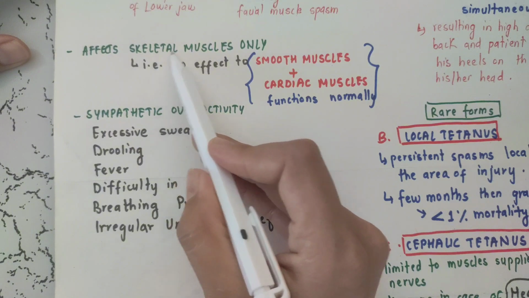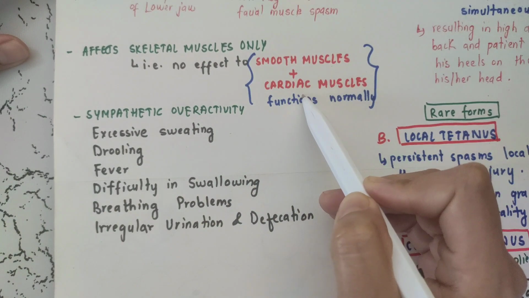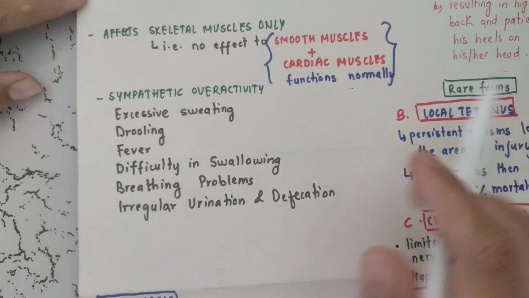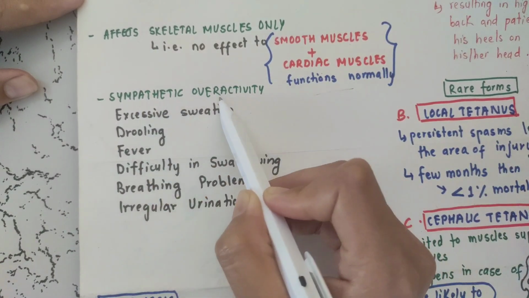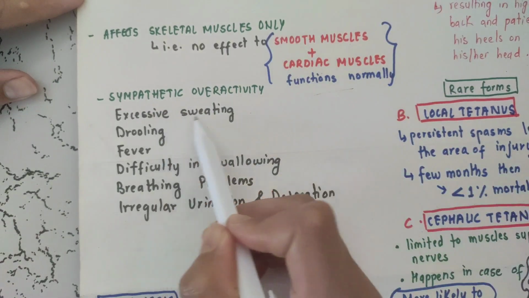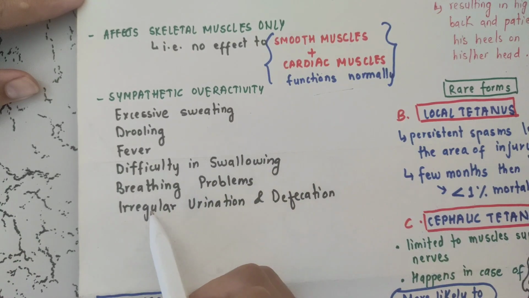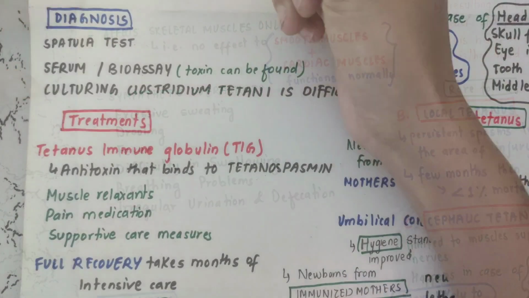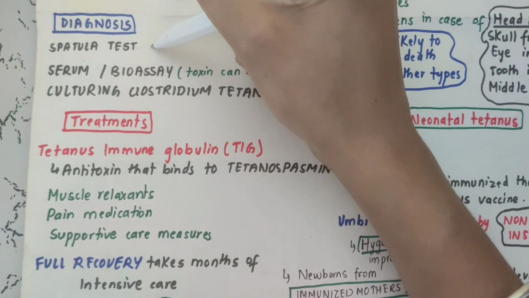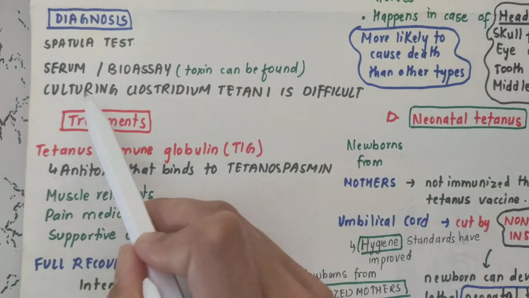Tetanus only affects skeletal muscles, that is, they do not affect smooth muscles and cardiac muscles. The smooth muscle and cardiac muscle function normally. Other sympathetic overactivity is also seen in tetanus, that is excessive sweating, drooling, fever, difficulty in swallowing, breathing problem, irregular urination and defecation. Diagnosis is done by spatula test, serum and bioassay where toxin can be found if present.